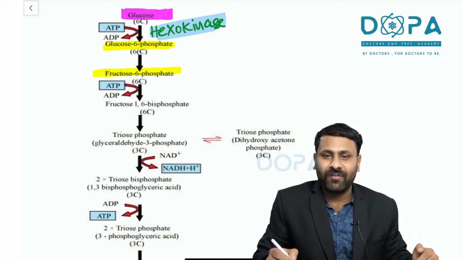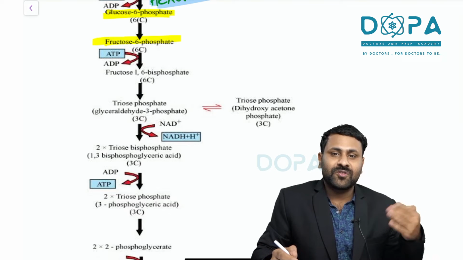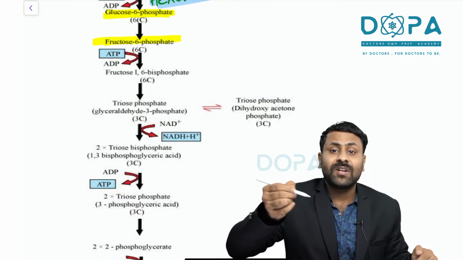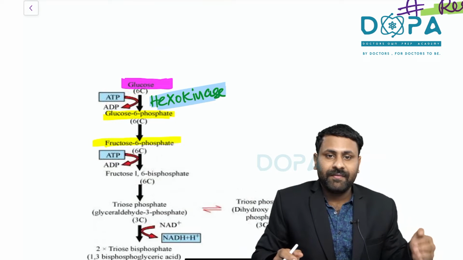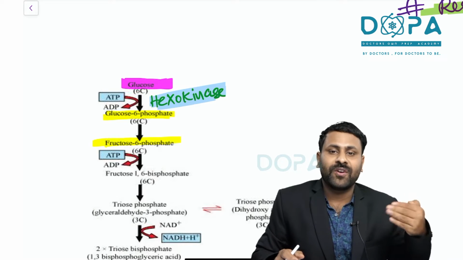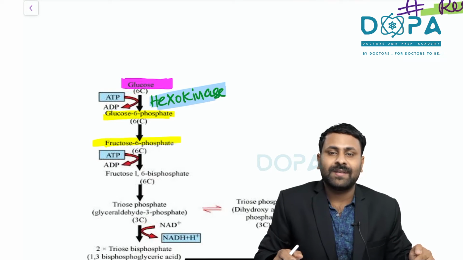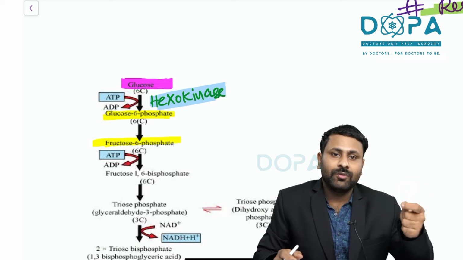It is the second step of glycolysis. During the third step, again fructose 6-phosphate is phosphorylated. What is phosphorylation? Addition of a phosphate group to a compound is called phosphorylation. In the first step, when glucose is converted into glucose 6-phosphate, phosphorylation takes place. Glucose is phosphorylated to form glucose 6-phosphate. What is the meaning? Addition of a phosphate group to glucose.